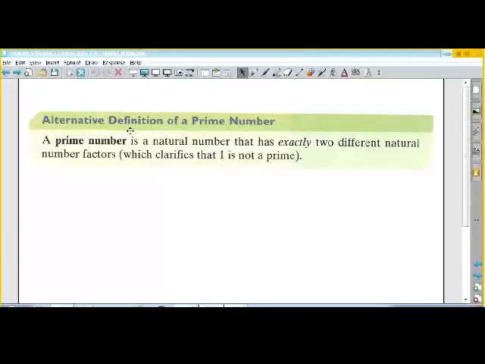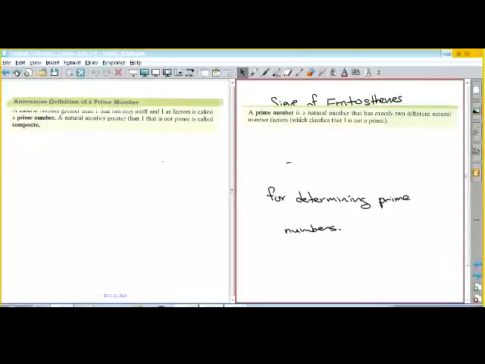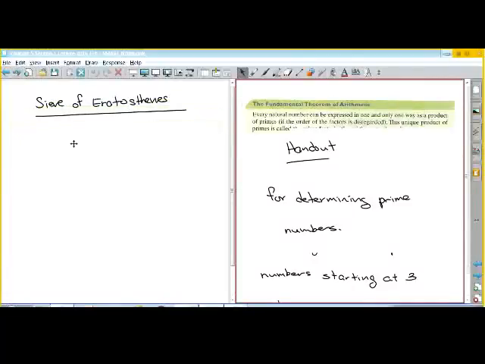And even if you said it had 2 factors, which were 1 times 1, they wouldn't be different. So 1 is not a prime number. But 2 is, because you have the factors of 1 and 2, which are different. So we did that in class.